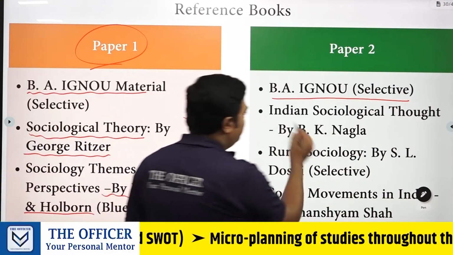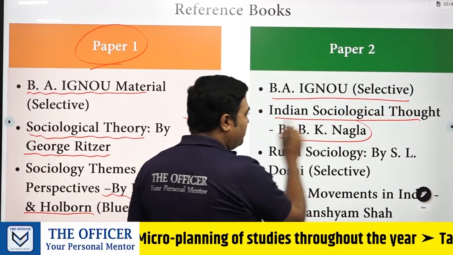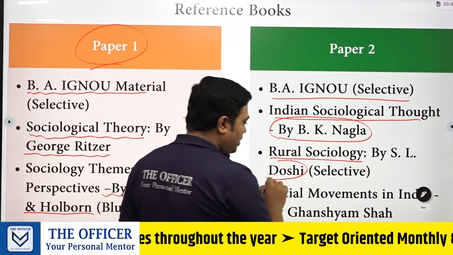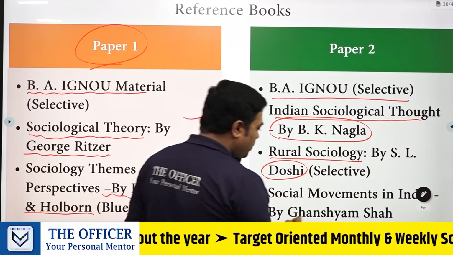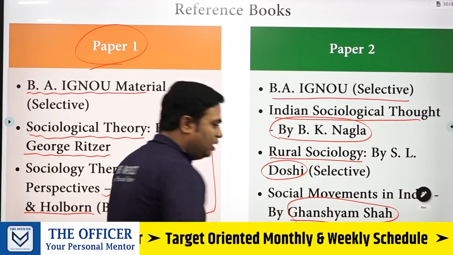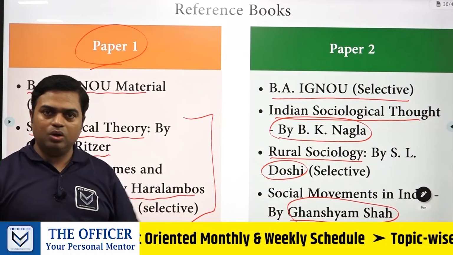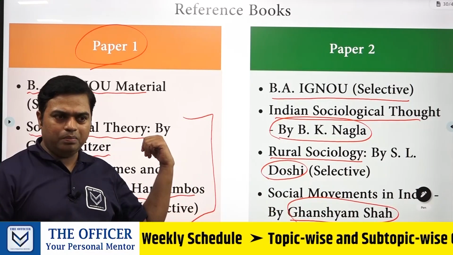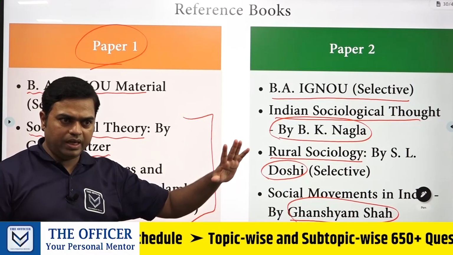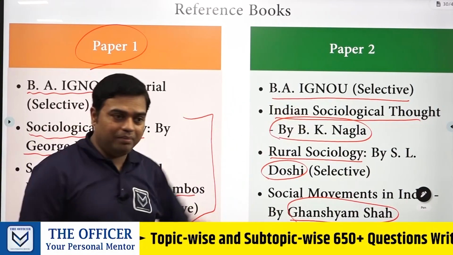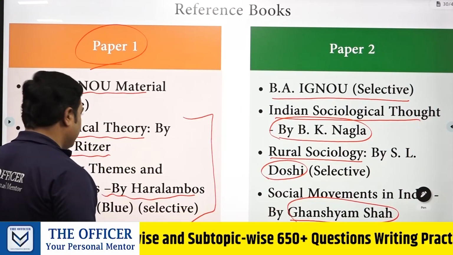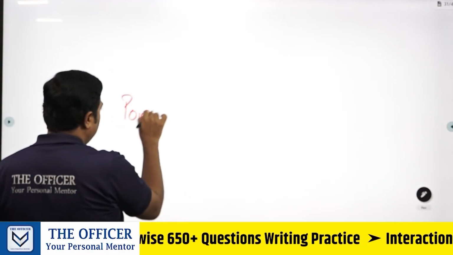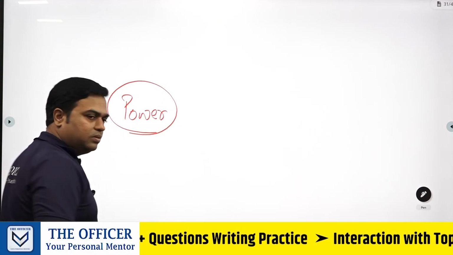For the paper second, Indian Sociological Thought by B.K. Nagla. Second, Rural Sociology by S.L. Doshi. And third, Social Movements in India by Ghanshyam Shah. All these are the books. Just 3 books for the paper second, 3 books for the paper first. Getting? But how to read them? Look at here. Suppose you are studying power.